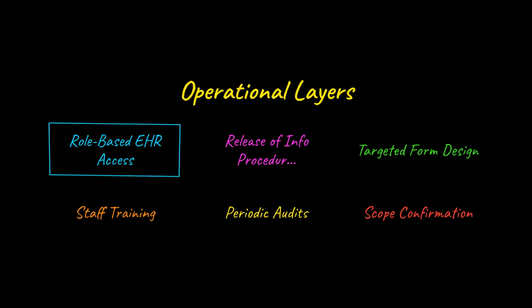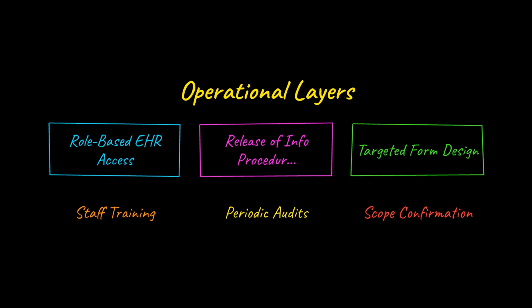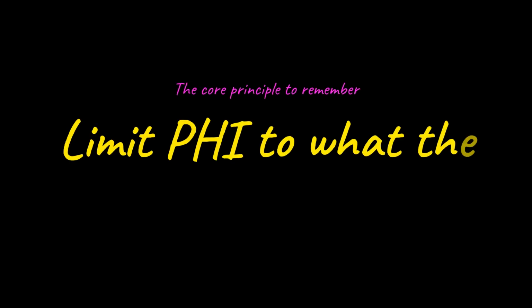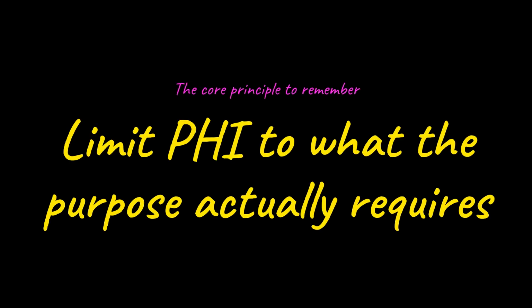Organizations enforce minimum necessary through 6 operational layers: role-based EHR access, release of information procedures, targeted form design, staff training, periodic audits, and confirming scope with the requesting party before transmitting. Minimum necessary is a volume principle, not maximum disclosure, not open access, and not the audit log. The right answer always limits information shared to exactly what the purpose requires, with the defined exceptions in mind.